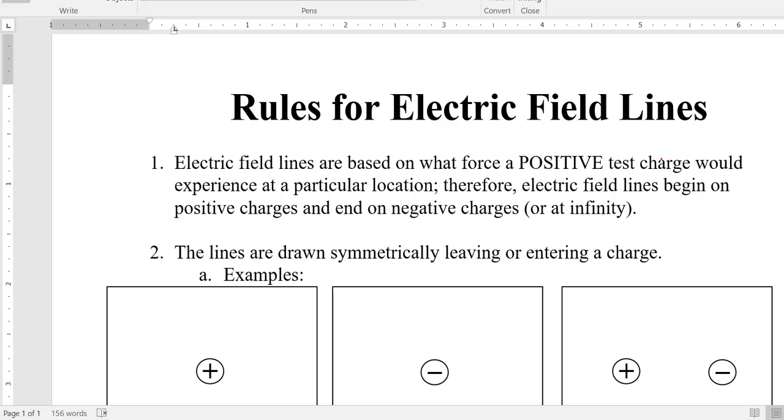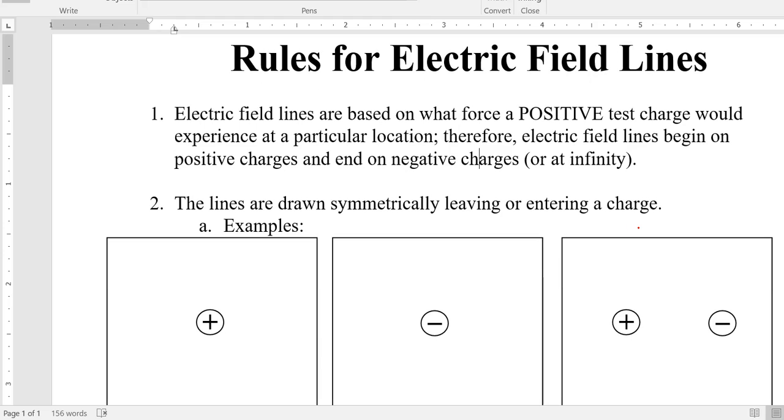Well, electric fields are similar. We imagine, and whether they're real or not is up for debate, but we imagine that charges make electric fields around them. And if I put another charge in that electric field, that second charge is going to react to the field created by the first charge. So the first rule here for electric fields is that the field lines are based on what force a positive test charge would experience at a particular location. Therefore, electric field lines begin on positive charges and end on negative charges.